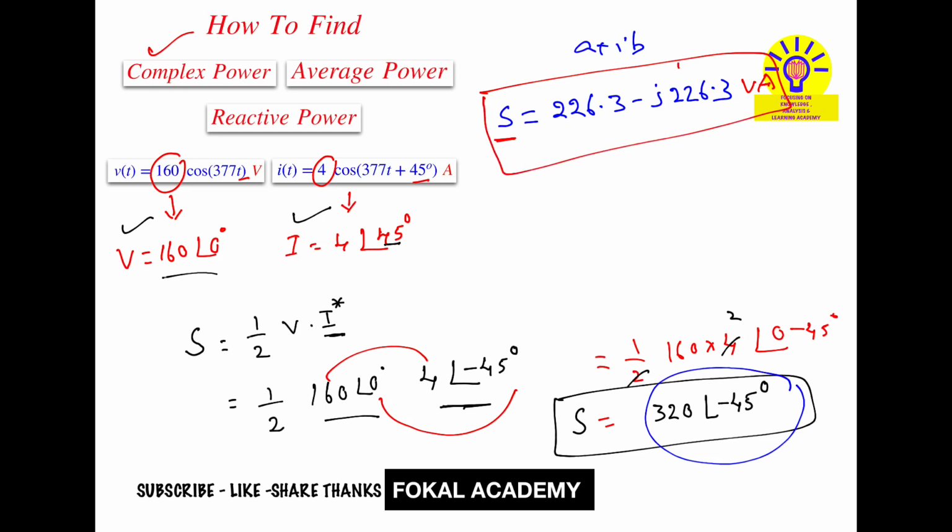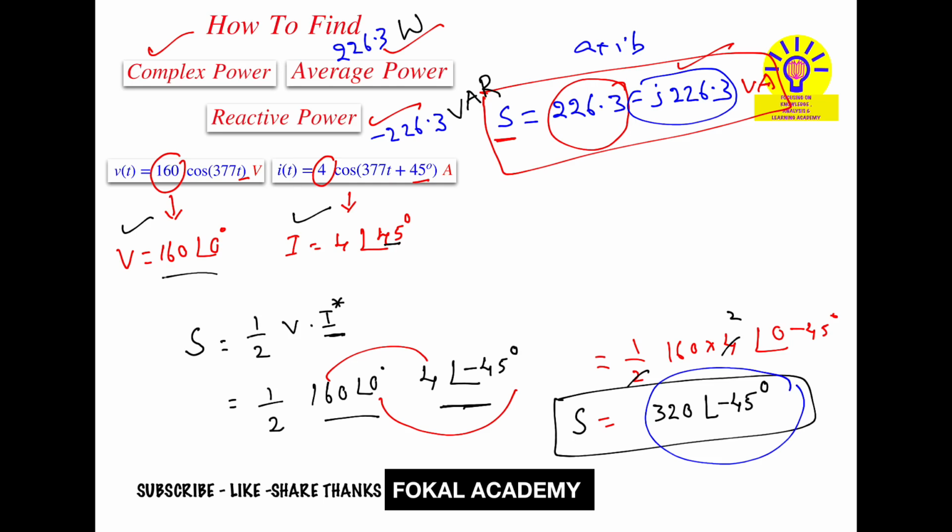From this we can easily find the average power and reactive power. The real part is called the average power, that is 226.3, and the reactive power is the imaginary part, here minus 226.3. So this is the reactive power. Average power units are watts and reactive power units are var. This is the complex power, this is the average power and this is the reactive power.